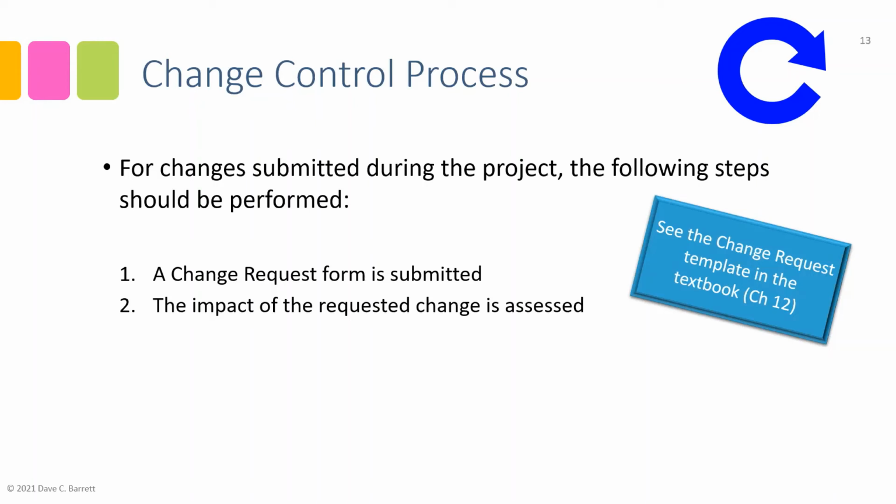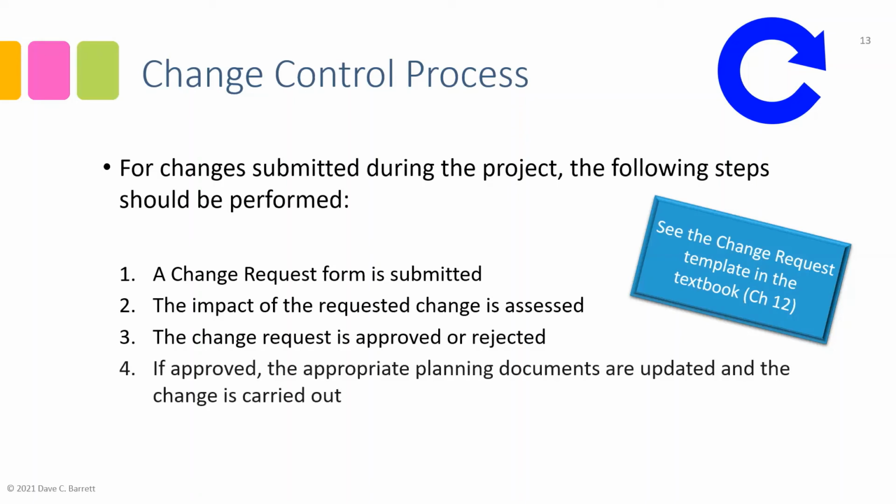There could be quality issues. There could be additional risks that we're going to take on. It could cause some additional work. We might need to hire more resources and so on. So there's all kinds of possible impacts. The change request is then either approved or rejected. So there is now a process where they are reviewed and approved or rejected. If approved, the appropriate planning documents are updated, which is important. We need to keep our plans up to date, and the change is carried out as appropriate.